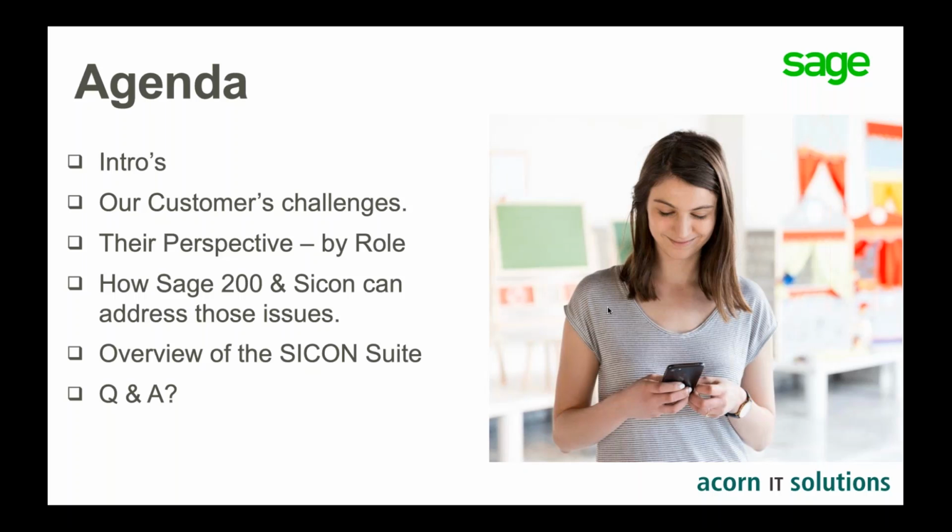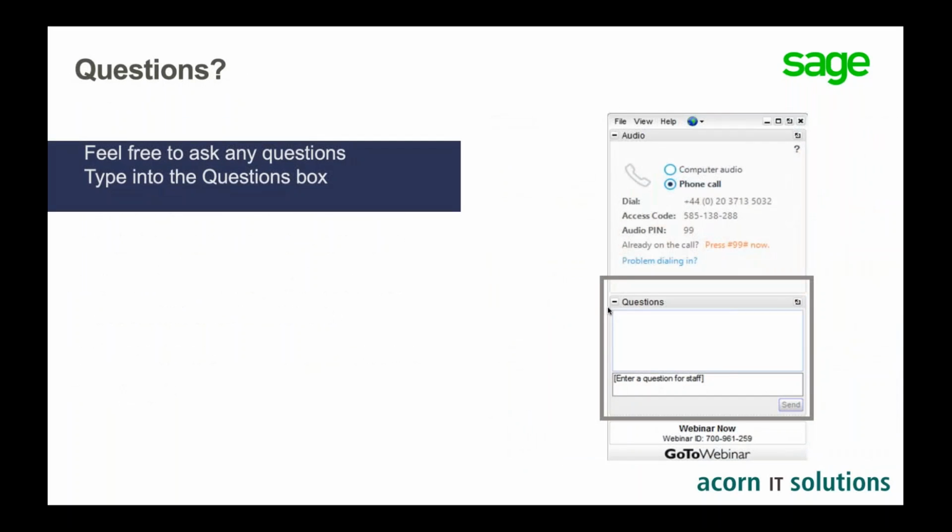When I'm going out to meet people, the first question they'll normally put to us is, well, where have you covered this before, or how are other companies dealing with it? In some companies, we're maybe dealing with the MD or the business owner. In others, we're maybe dealing with the IT team or a business operational manager. So we'll cover how this impacts those different roles in their view of the world. And I'm going to cover briefly then where Sage 200 fits and how, together with those Sicon modules for Sage 200, those issues are addressed.